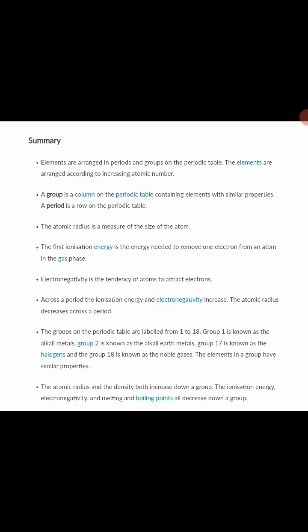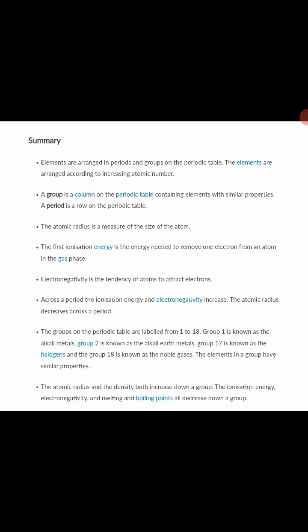Number 3, the atomic radius is a measure of the size of an atom, how big an atom is. The first ionization energy is the energy needed to remove one electron from an atom in the gaseous phase. Electronegativity is the tendency of atoms to attract electrons. Then across a period, the ionization energy and electronegativity increase, while the atomic radius decreases across a period.